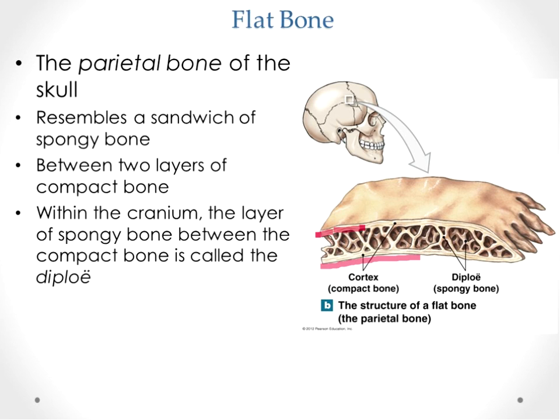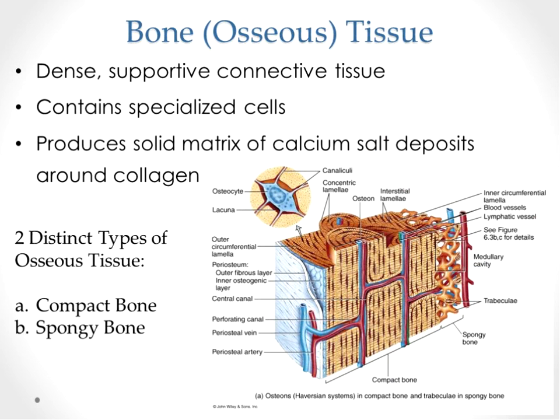Again, when we look at the compact and spongy bone specific to flat bones, it's also sometimes known as diploe bone. Okay? So let's again review from that very microscopic view, compact bone. All right? Compact bone is going to have osteocytes. Now, osteocytes collectively is a term for all of the cells within the bone system.